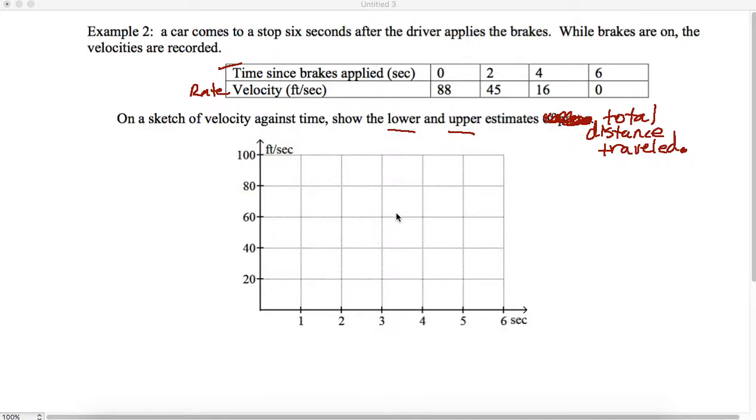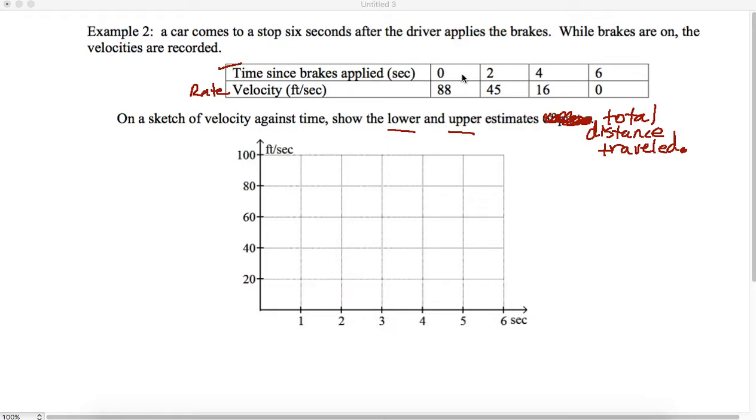All right, so we have this example here where someone has applied the brakes and we want to find out how far they've gone, given that we know the velocity of the car at 0, 2, 4 and 6 seconds, right? Our velocity was 88 feet per second when they first applied the brakes, 45 feet per second after 2 seconds, so on and so forth, right? And so we want to find the total distance, right? And what we're going to do is use that rectangle area under the curve type of situation to help us do that.